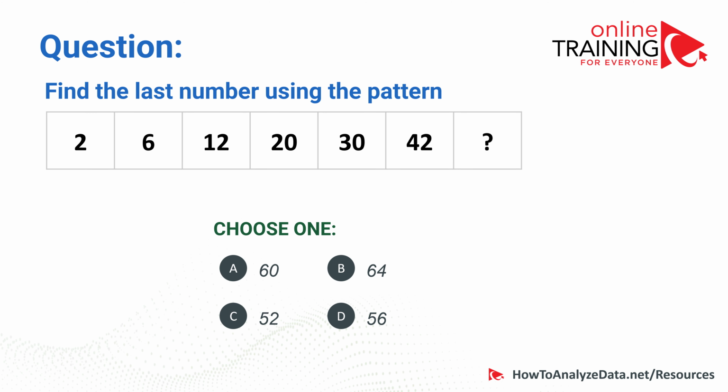You need to find the last number using the pattern: 2, 6, 12, 20, 30, 42, and then the missing number. And the choices are 60, 64, 52, or 56. Which one do you think is the right answer here?